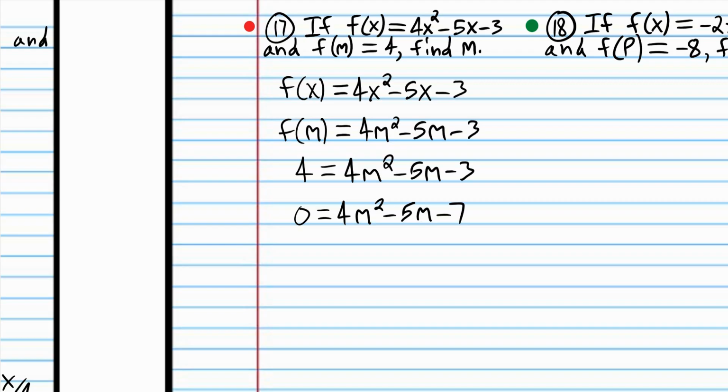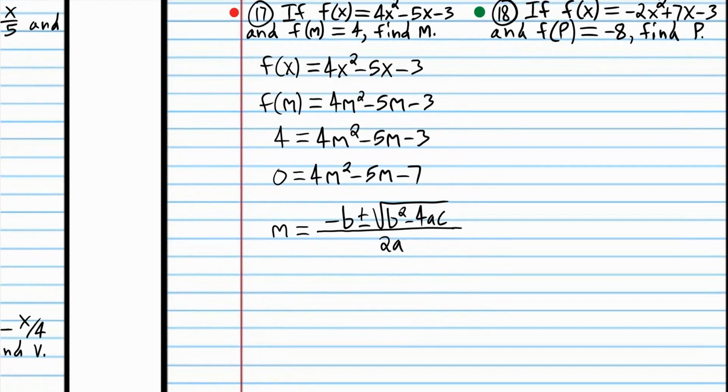So we need to use the quadratic formula. So if you recall, the formula tells us that the solution to any quadratic equation is equal to negative b plus or minus the square root of b squared minus 4 times a times c all over 2a. So a is 4 and b is negative 5. And c is negative 7.